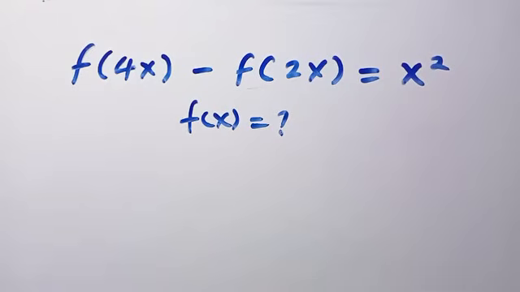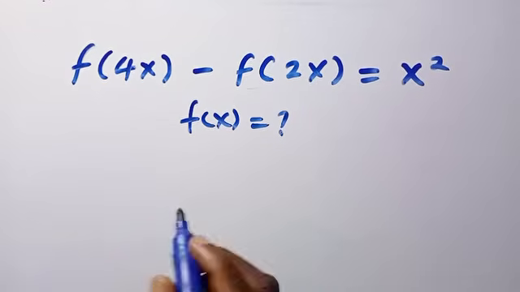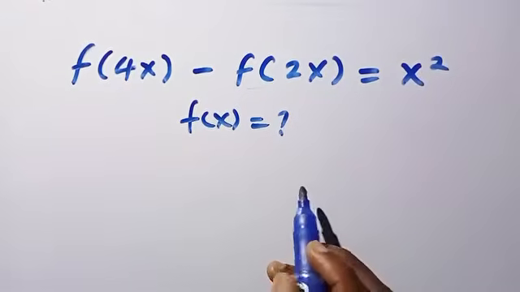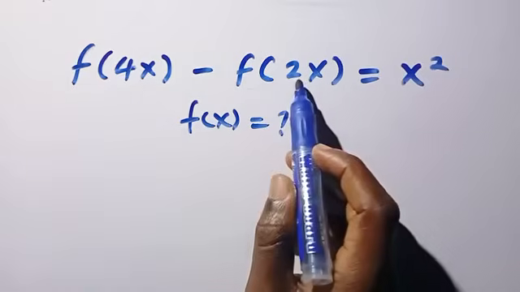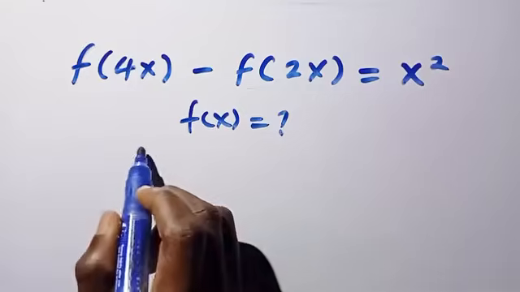Here we have an interesting functional equation, given that f of 4x minus f of 2x equals x squared. Let's see how we can find f of x. On this side we have a quadratic because of the power of 2. And here we have 4x, and here we have 2x, so this is more of a polynomial function.